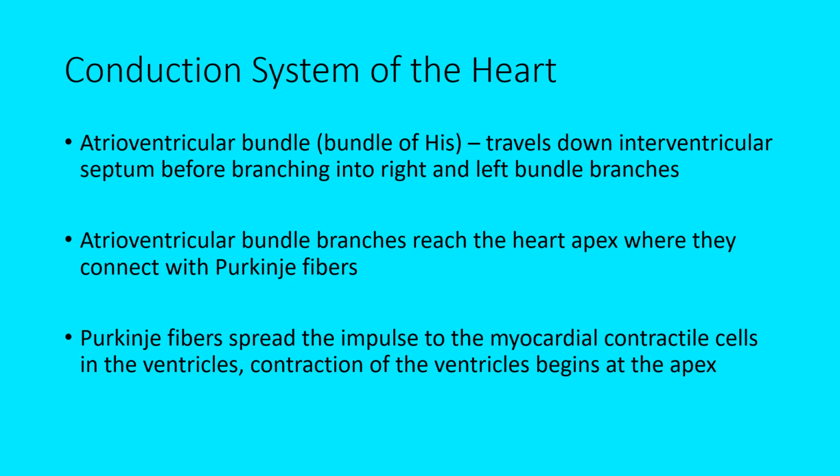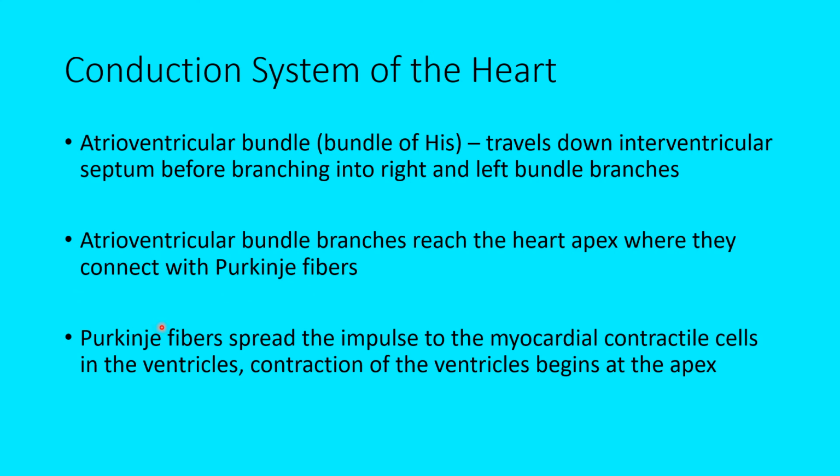Basically, delayed timing as compared to the atriums. The atrioventricular bundle, also previously known as the bundle of His, travels down through the interventricular septum, and then it's going to branch into a right and a left bundle branch. The atrioventricular bundle branches reach the heart apex, where they connect with your Purkinje fibers.